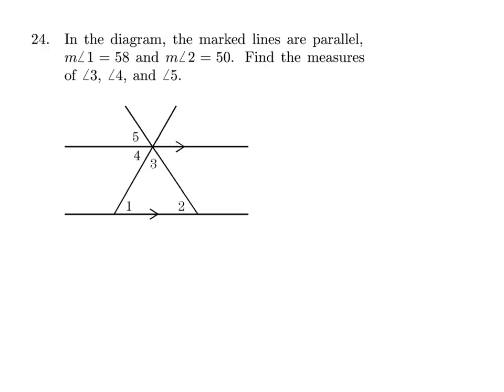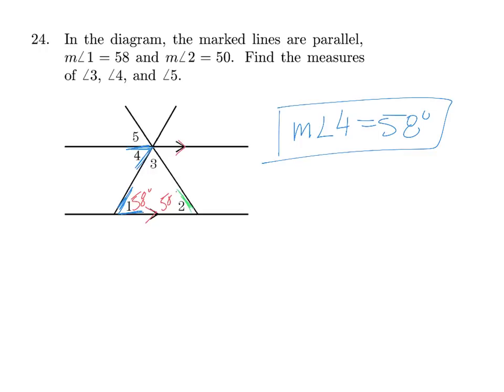All right, in the diagram, the marked lines are parallel. Got the arrowheads here. Measure of angle 1 is 58 degrees, and angle 2 is 50. Find the measures of angles 3, 4, and 5. What do I know about this angle and this angle? They're alternate interior, so measure of angle 4 is 58. Got that one. What do I know about this angle and this angle? They are alternate interior as well. Or I could say that the green angles are corresponding. So measure of angle 5 is equal to 50 degrees.